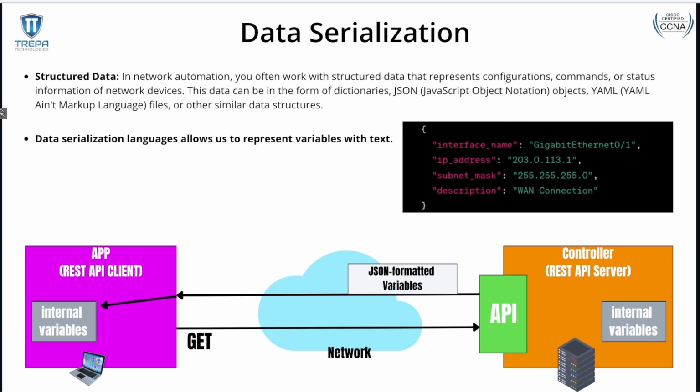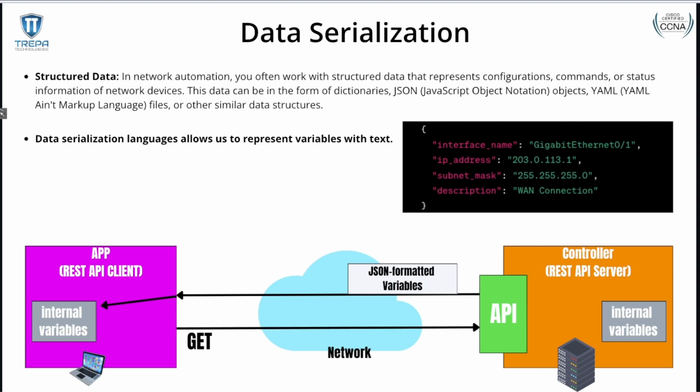Another key thing about data serialization is that it does data exchange. When automating network tasks, you may need to send commands, configuration changes, or receive status updates from network devices. Serialization ensures that the data you send or receive is in a format that both your automation scripts and the network devices can understand and process. Again, it's just a common language for when we're configuring or gathering data that all programs and apps can understand.